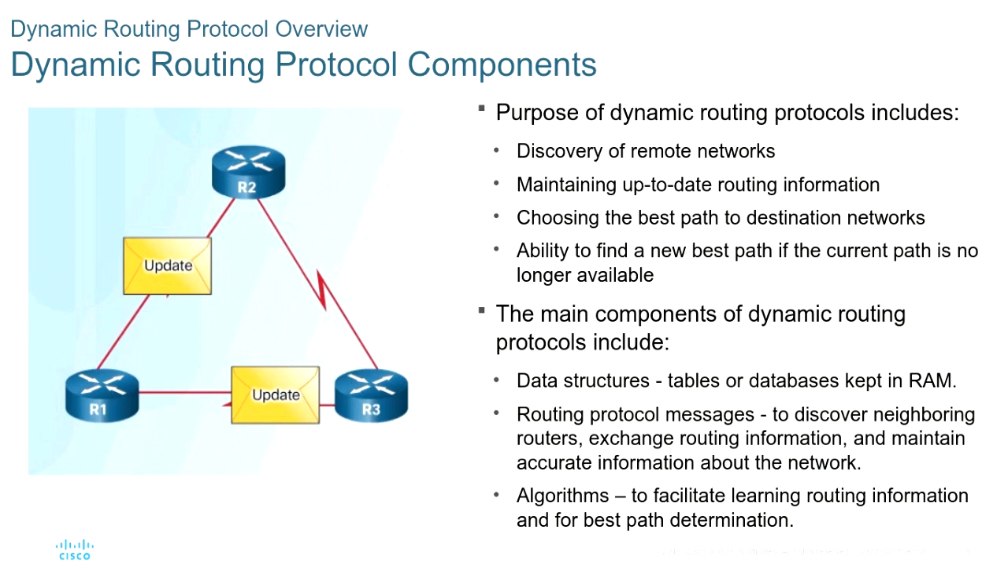So for example, R1's best path to R3 is straight through this one link. What if this link went down? Well, there's a backup path. I can go to R2 and then to R3. It's twice the cost, but I can do it.